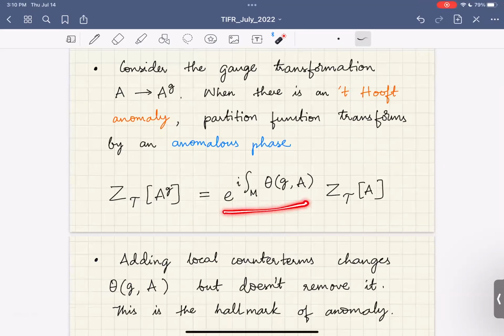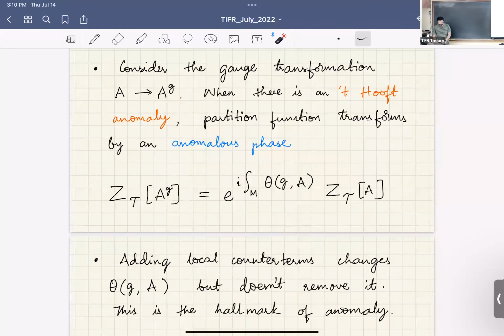I use theta to denote the anomalous phase in this. And the shift of omega is minus theta. So that combination is gauging phase. All right, I got it.